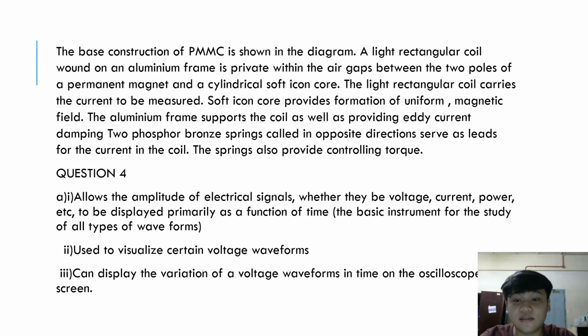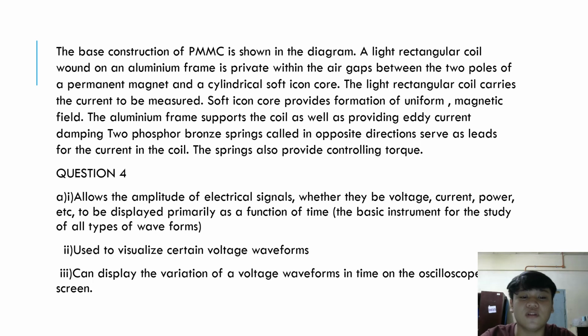The light rectangular coil carries the current to be measured. The soft iron core provides formation of a uniform magnetic field. The aluminum frame supports the coil as well as providing eddy current damping. Two phosphor bronze springs, coiled in opposite directions, serve as leads for the current in the coil. The springs also provide controlling torque.